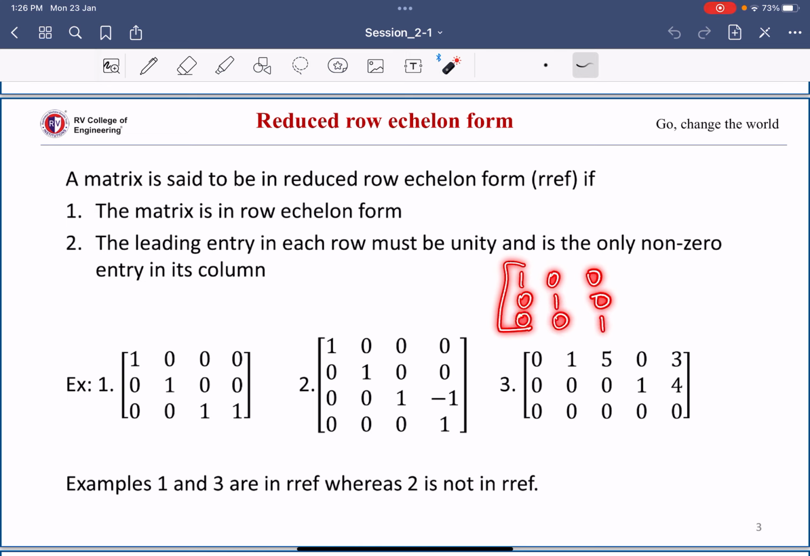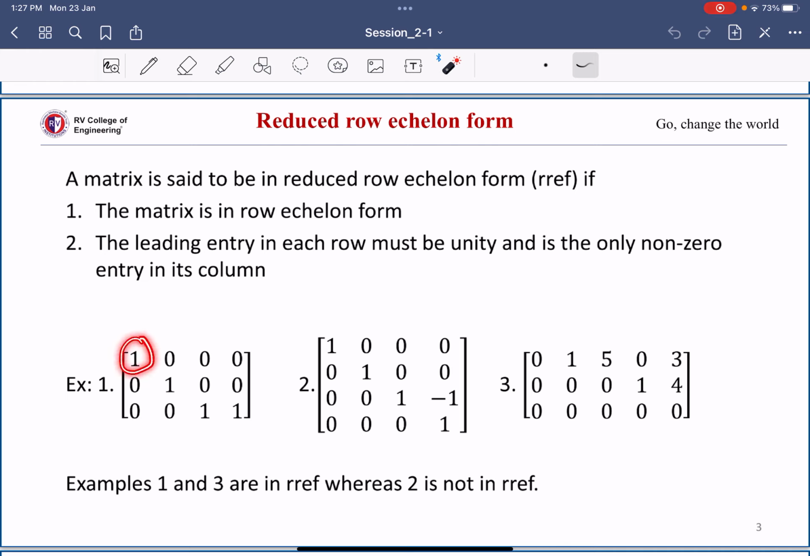So the identity matrix of order 3 cross 3, you can observe the leading entry in each row is 1 and all the entries above and below the leading entry are zeros. So the identity matrix is the best example for RREF. So let us discuss now the first example.